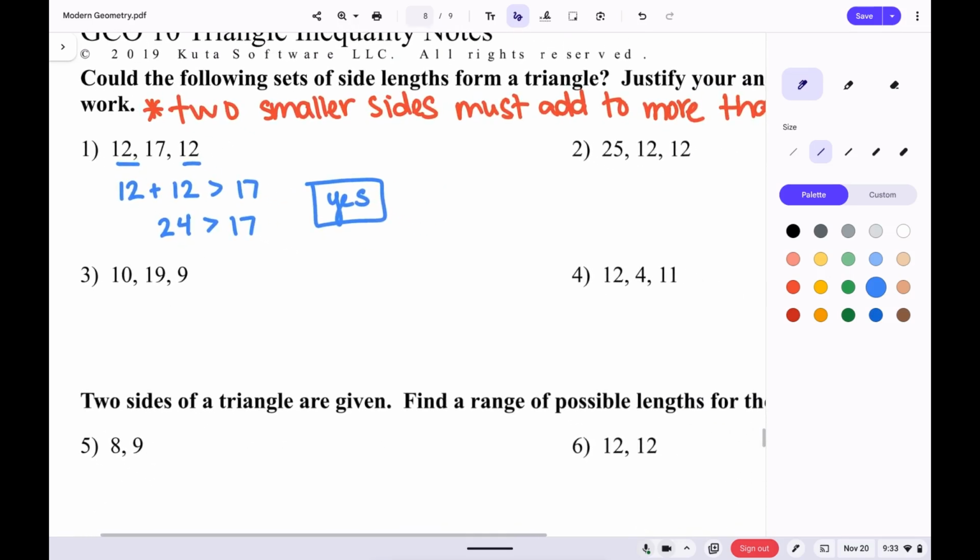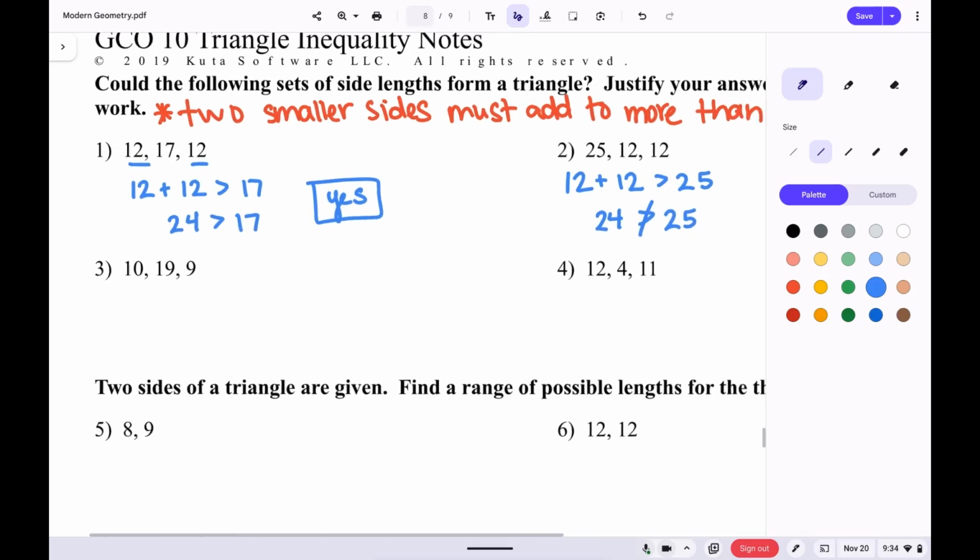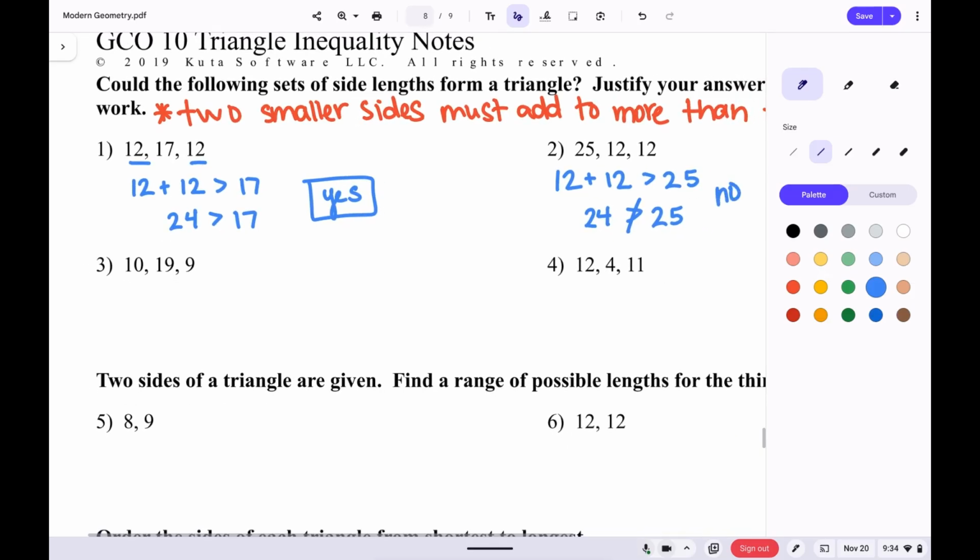What about number 2, though? Why does this one not work? Yeah, my 2 smaller sides are still the 12s, but this time I needed it to be greater than 25. It's not. 24 is not, I'm going to just draw a slash through that, not greater than 25. So this has to be a no. You guys do 3 and 4.